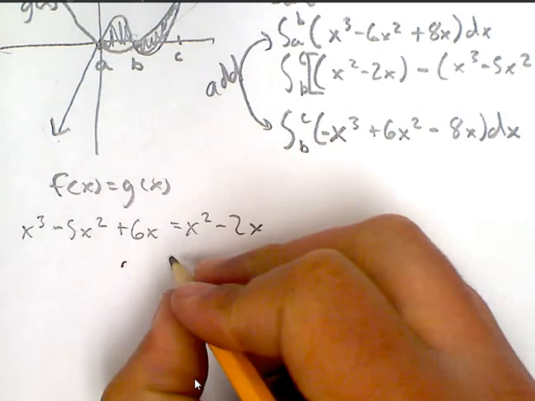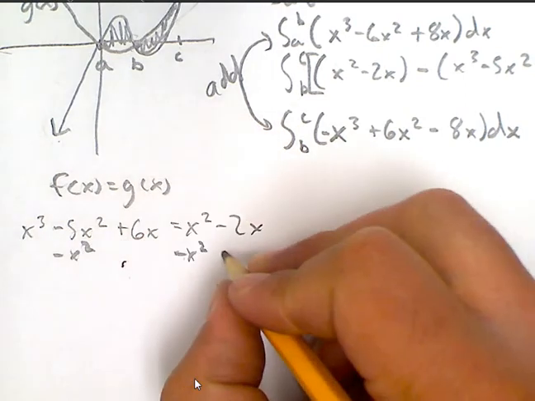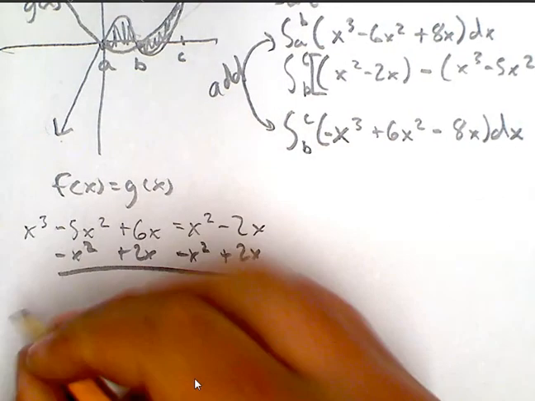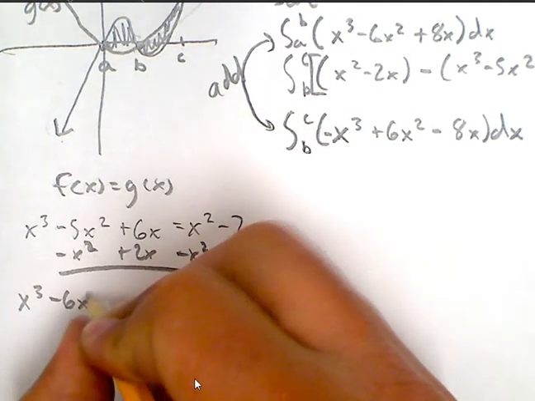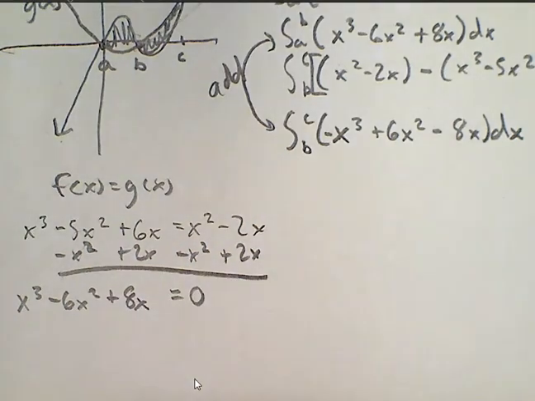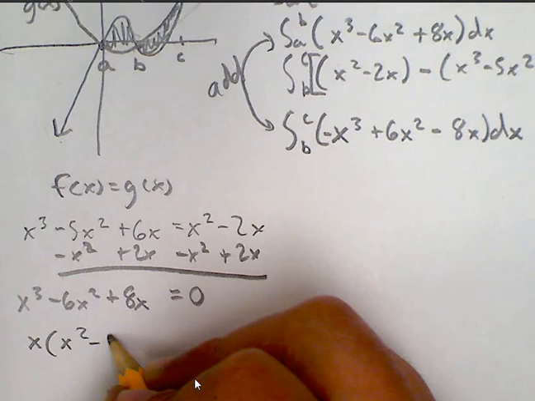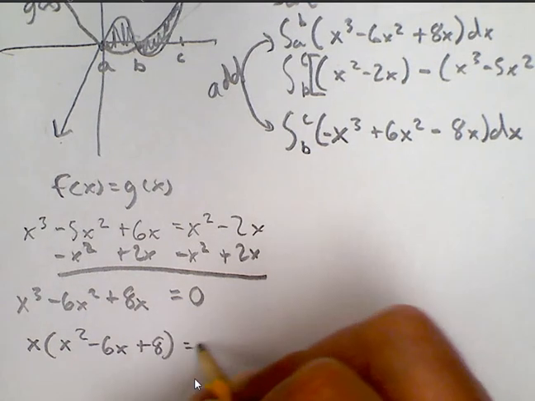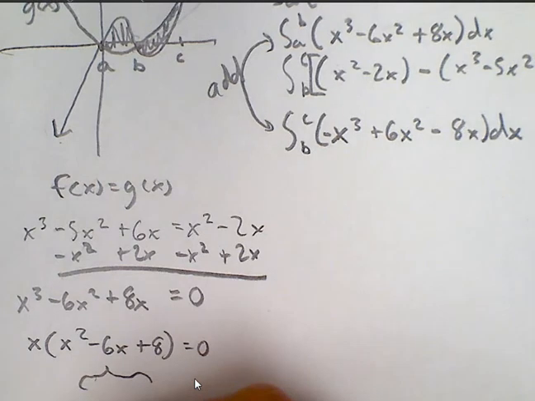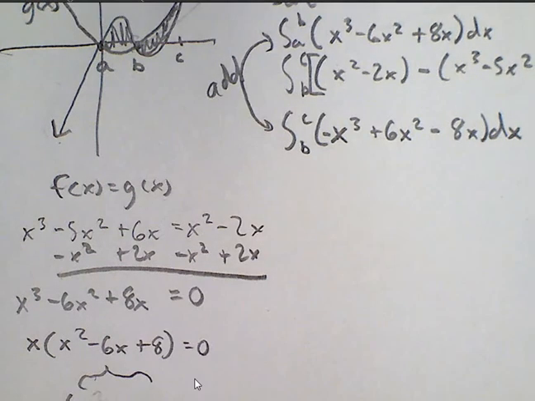Setting them both equal to 0. Setting it equal to 0. Now I can factor this. Well, here I go. I got my GCF. And oh, I can factor this. Oh yes, I can factor that.